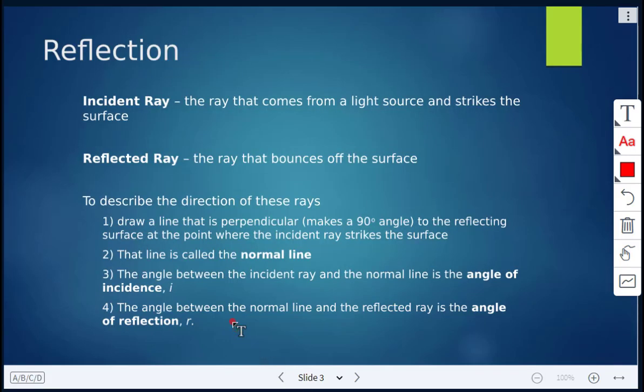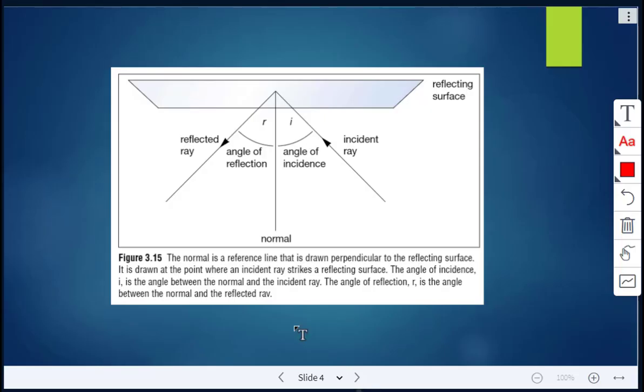And next we have the reflected ray, and the reflected ray is going to make an angle as well. The angle between the normal line and the reflected ray is called the angle of reflection, and it is shown by lowercase r. So let's take a look at our image here. Here is our reflected ray. You can see our arrow pointing now away from the reflecting surface, and then we have lowercase r showing the angle of reflection. Again, it's made between the reflected ray and the normal.